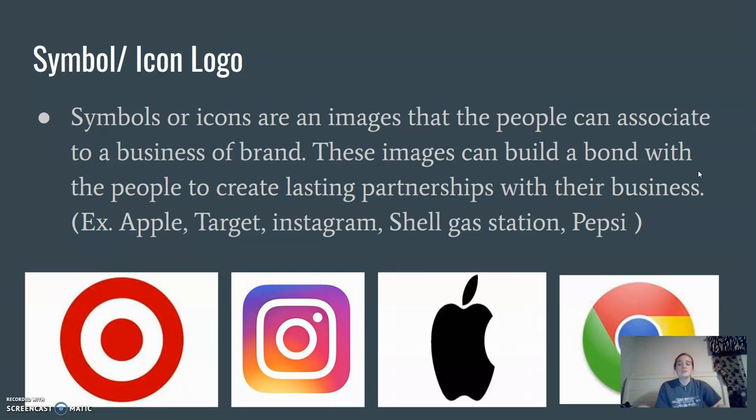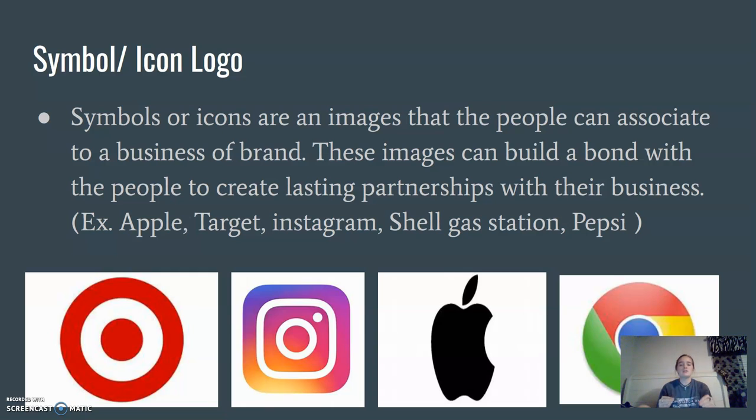Our next one is symbols and icons. Now, everybody knows what I'm talking about here. When you see a symbol and you know exactly what that symbol represents, that is sort of what this slide is about. These symbols or icons are images that people can associate to a business or brand. These images can build a bond with the people and create lasting friendships with the business. Example, Apple, Target, Instagram, Shell's gas station logo, Pepsi.